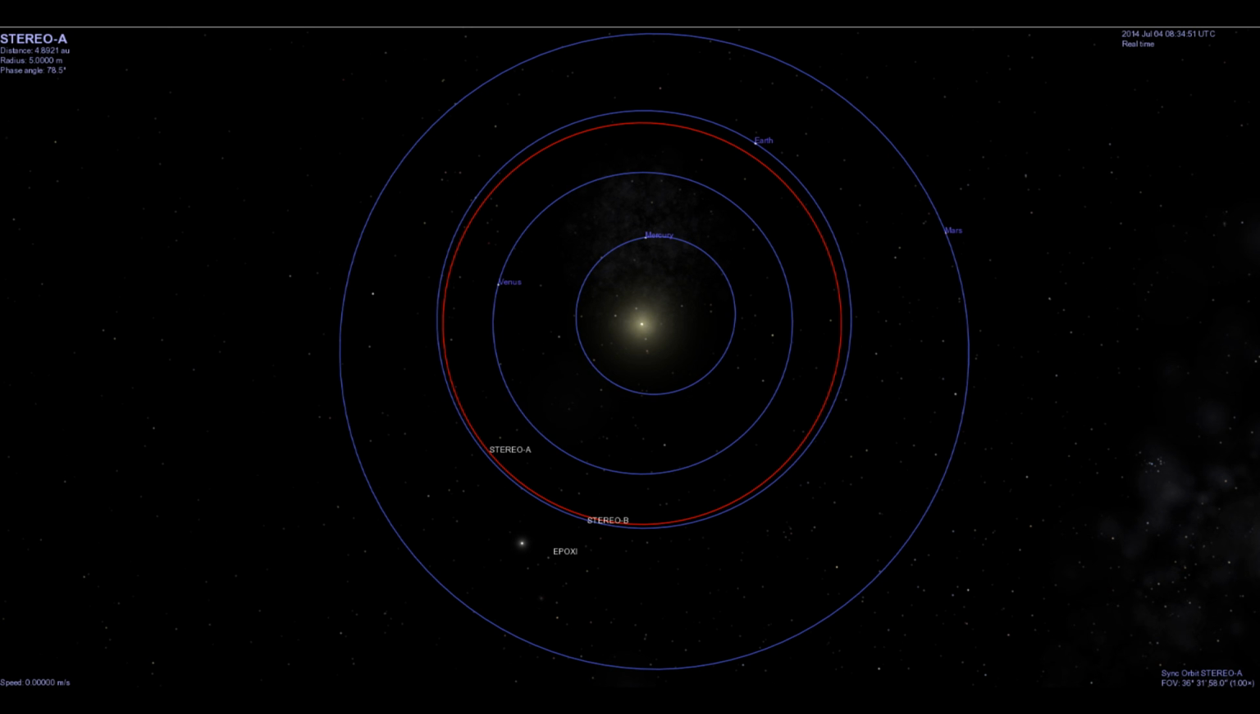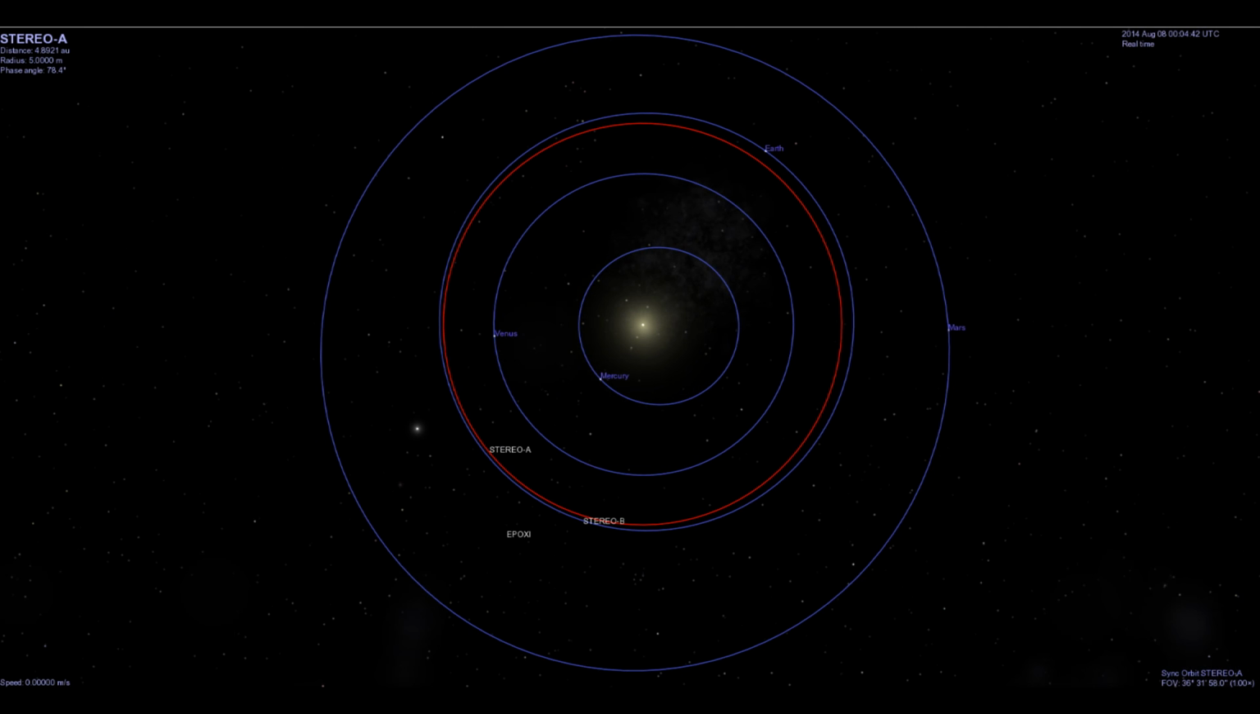Now you may be wondering, why is this? Why doesn't Venus appear to move very much from the perspective of STEREO Ahead? We know it's not supposed to. We just calculated that ourselves. But why? Well, let's take a top-down look here in Celestia and see if we can try to understand how Venus is moving in relation to STEREO.